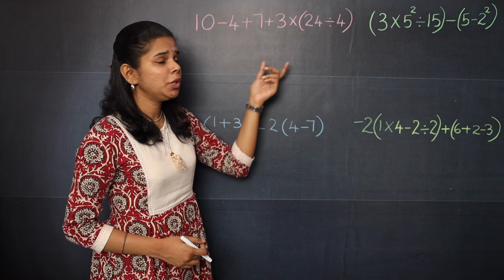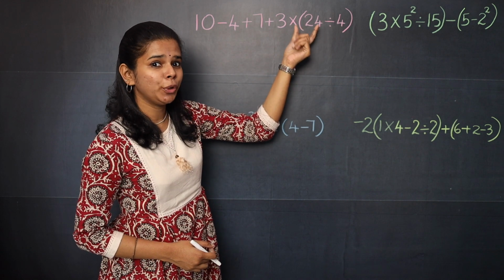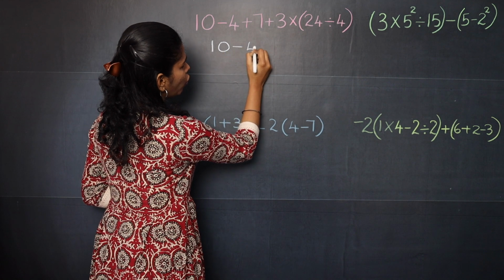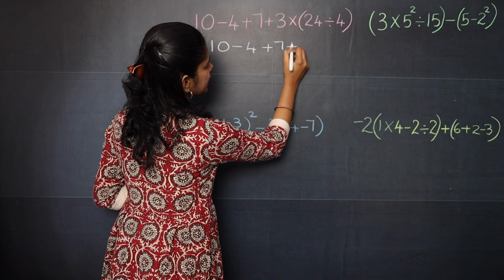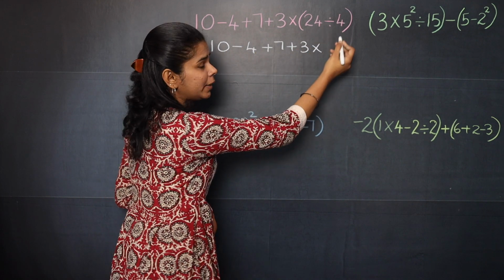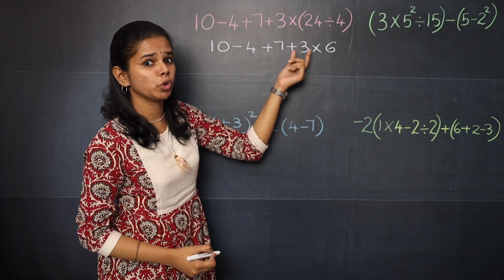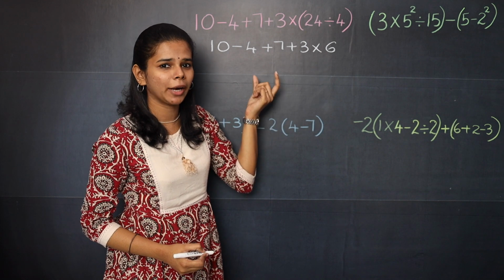In the first question, you have something inside a bracket. So you will do that first. So it becomes 10 minus 4 plus 7 plus 3 into 24 divided by 4, which is 6. Now you have multiplication, so you should multiply before you add or subtract.